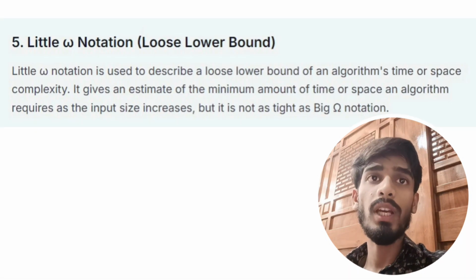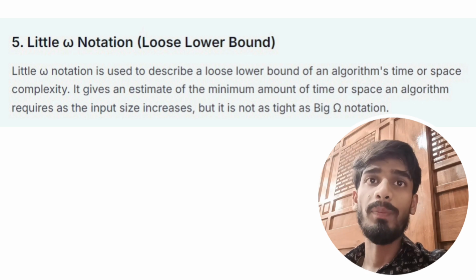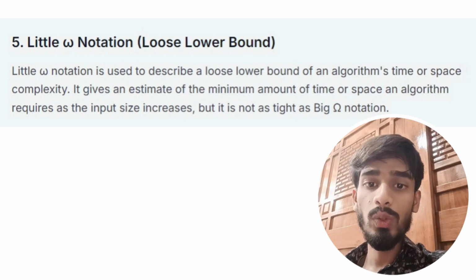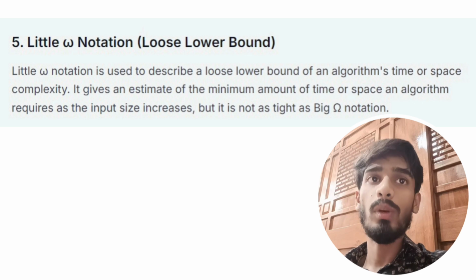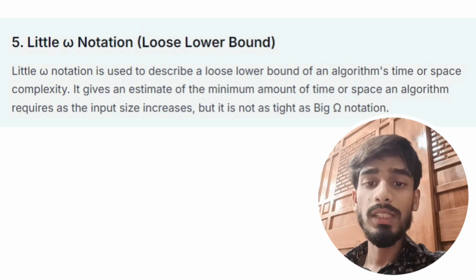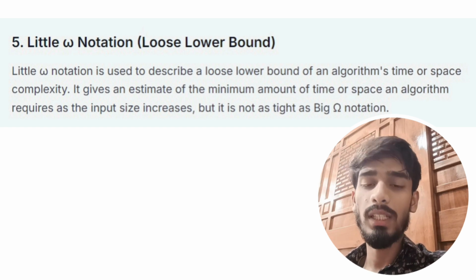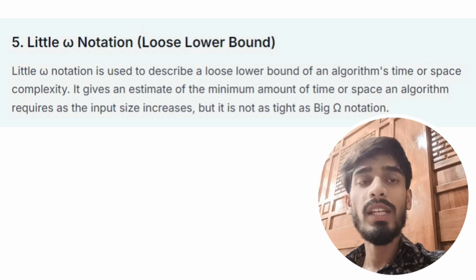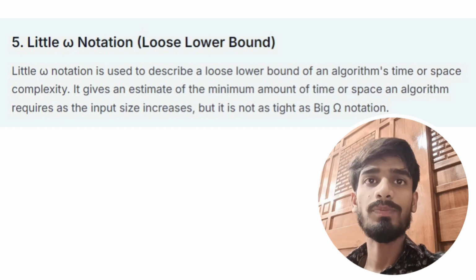Next is little omega notation, loose lower bound. Little omega notation is used to describe a loose lower bound of an algorithm's time or space complexity. It gives an estimate of the minimum amount of time or space an algorithm requires as the input size increases, but it is not as tight as the big omega notation.